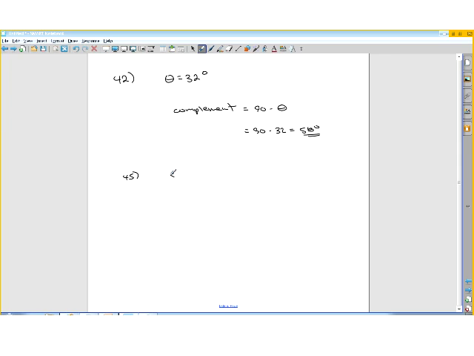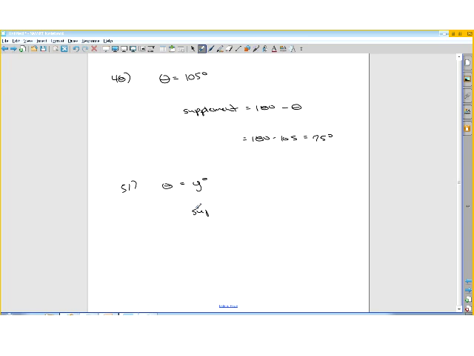Okay, 45 is x. So again, if theta is equal to x, then the complement is just equal to 90 minus theta, which is equal to 90 minus x. So that's your answer. And then we go to the supplement. Supplementary angles add up to 180 degrees.